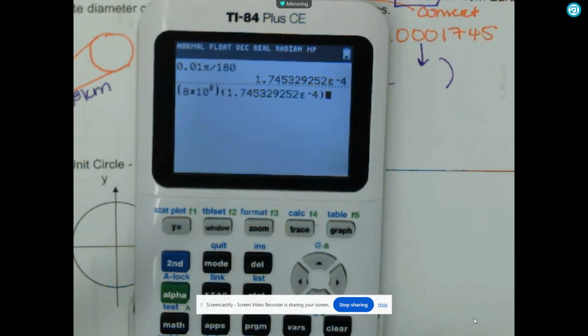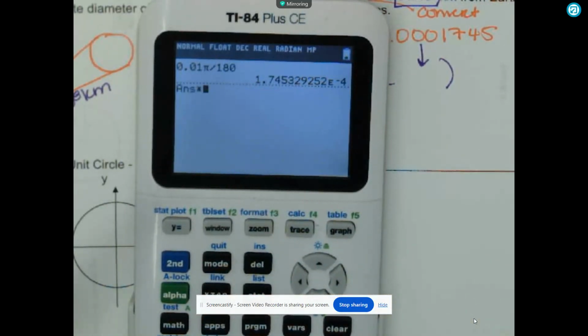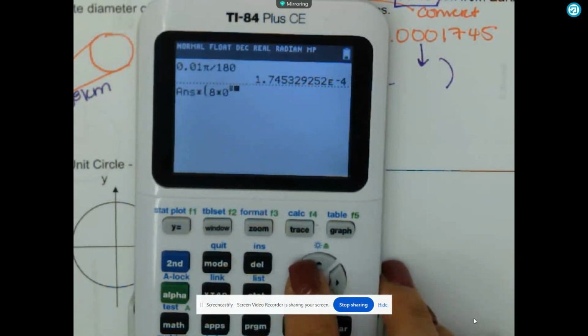Now, you could do it this way, too. If it's already on your screen, you can just hit the times, and it's going to take that answer and multiply it times 8 times 10 to the 8th. Do make sure the 8 times 10 to the 8th goes in parentheses. That's not a 10.